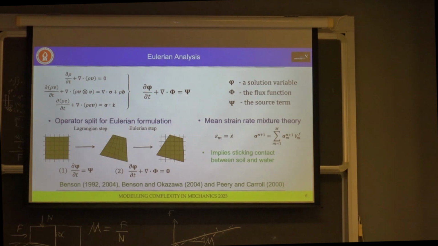Now what it actually does, in a few words, is solve the balance equations. Those balance equations can be written in a matrix form like this, with a solution variable, a flux function, and the source term. Now what Abaqus does is perform an operator split. It splits this system into two equations: one which contains only the source term, and the second one which has this flux function.